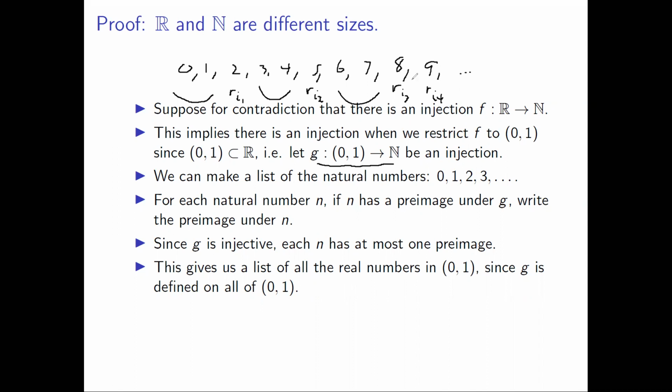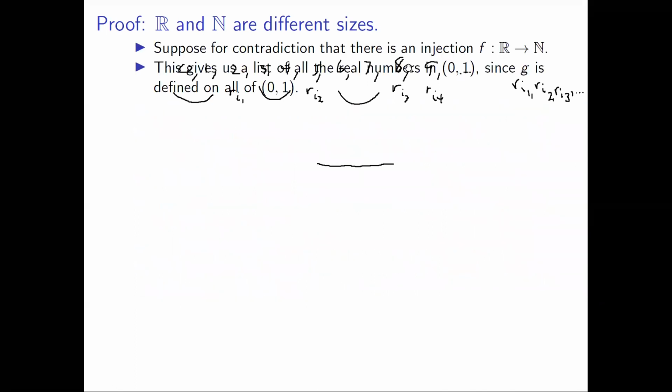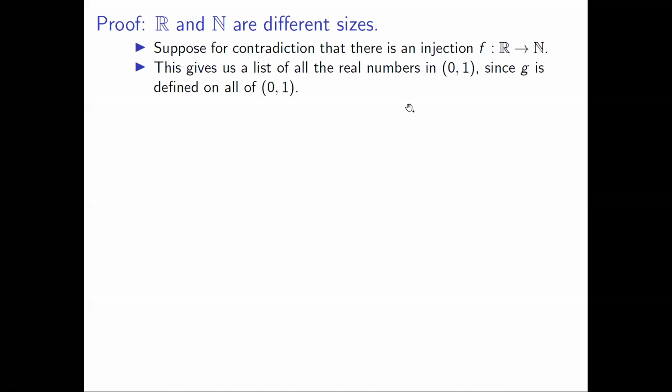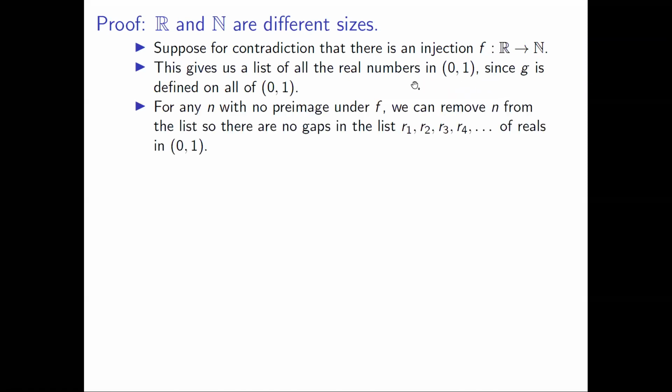So we can write this list instead of a big gap and then RI1 and then a big gap and then RI2. We can just write it RI1, RI2. We can just ignore the gaps, RI3. So we can just see what order we get. So we have our list. We remove the gaps. So we remove any natural numbers n that don't have a preimage, which is removing the gaps. And so we get a list of the real numbers in 0, 1. We can list them R1, R2, R3, and so on, just like we'd be listing the natural numbers 0, 1, 2, 3, and so on.